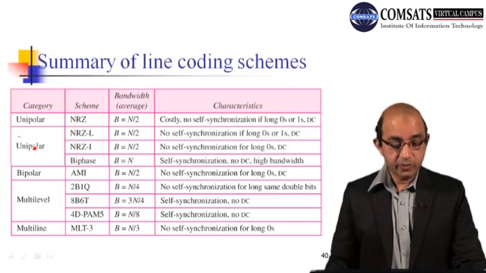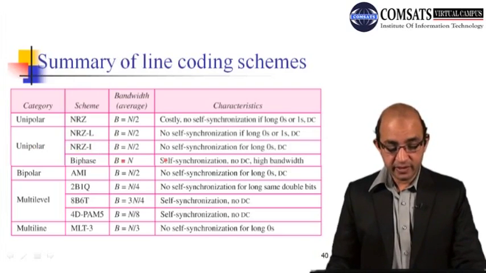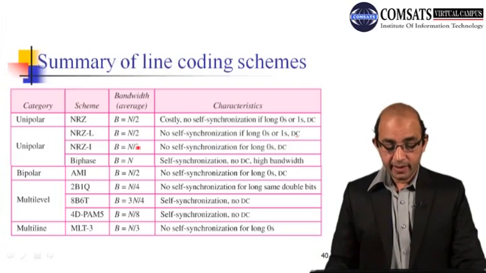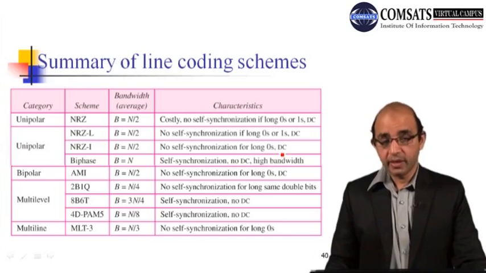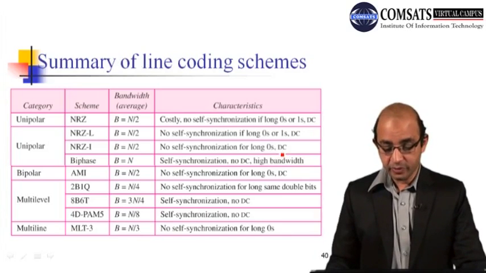Then we talk about the polar category. Here we have 3 different types of schemes: NRZ level, NRZ inverted, and biphase. Bandwidth is n/2, with no self-synchronization again if there are long zeros and ones, the same problem as NRZ. And here we have NRZ-I, with no self-synchronization for long zeros. It can accommodate a long string of ones, as opposed to NRZ-L. And again we have the problem with the DC component.